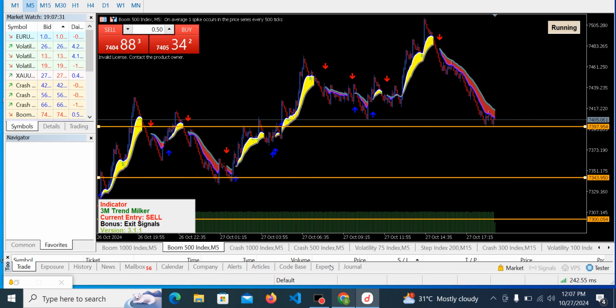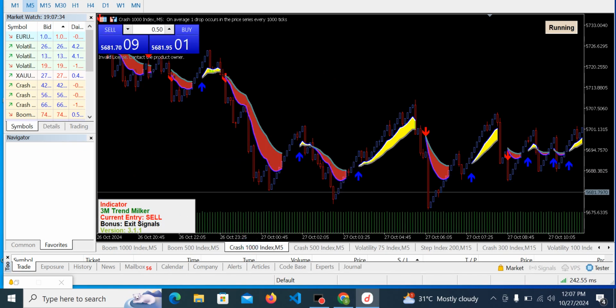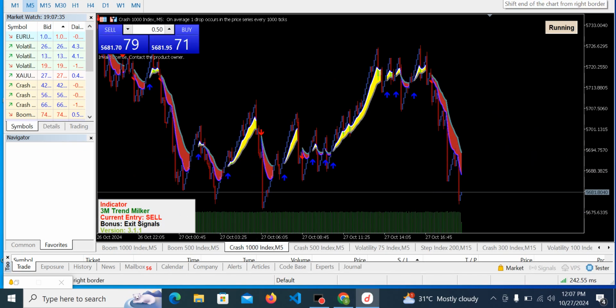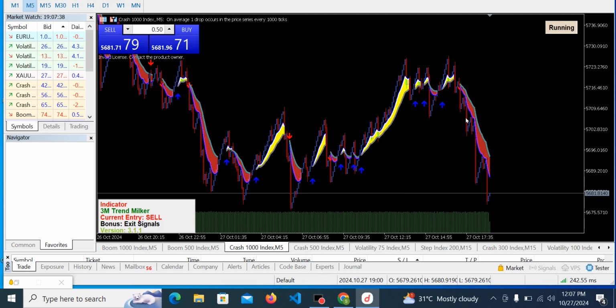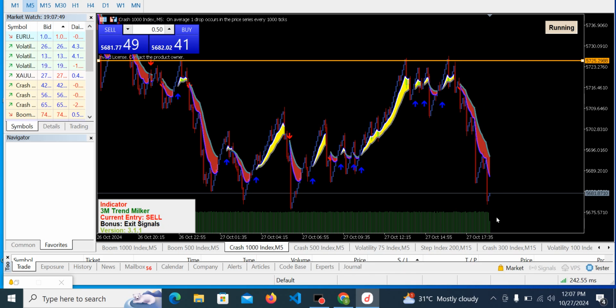So next asset is going to be Crash 1000. Let's check it out together. So guys, this is Crash 1000. It actually went on downtrend, but right from here it picked up an uptrend which got to an end at this resistance zone. It's unable to go further than this, so it started selling right from there.